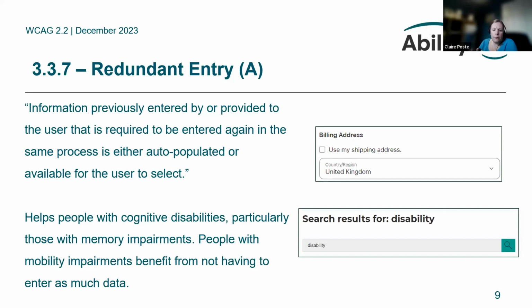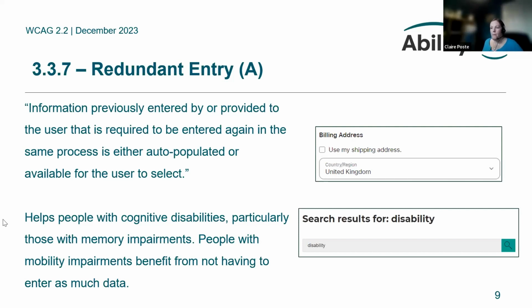One thing to point out, which is outside of compliance, is that there is anecdotal evidence that making processes easier, for example via redundant entry, means that conversion rates for sign up, e-commerce and other transactions are likely to increase. The easier you make things, the more likely people are to see them through to the end, which is obviously not about compliance, but just a little bit of helpful information there.